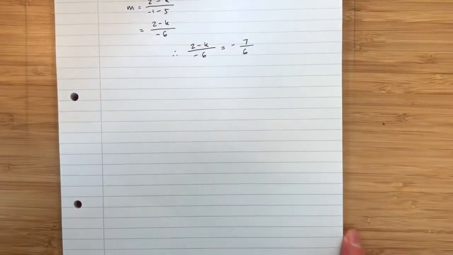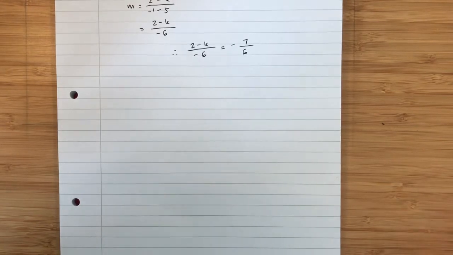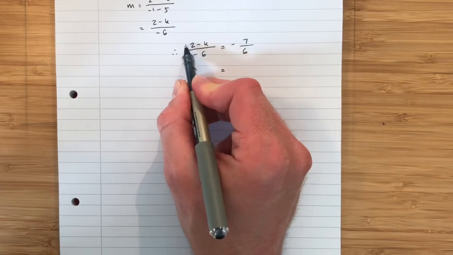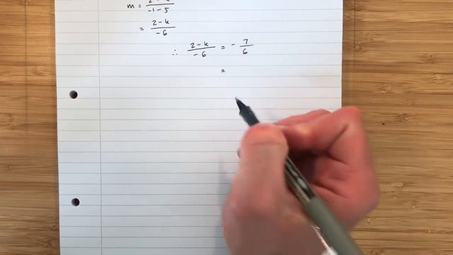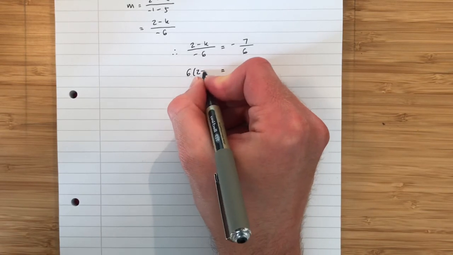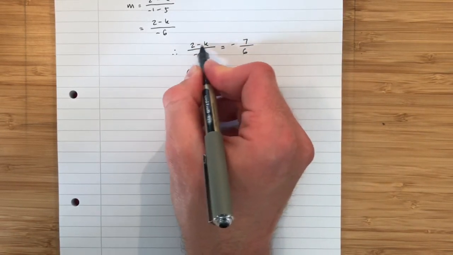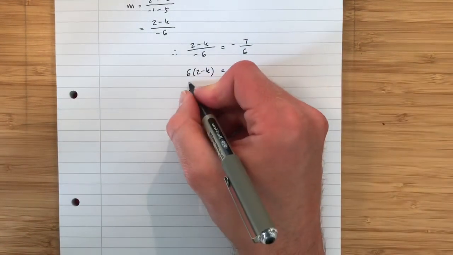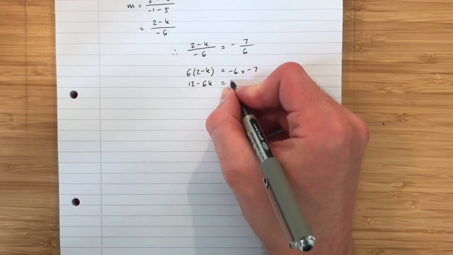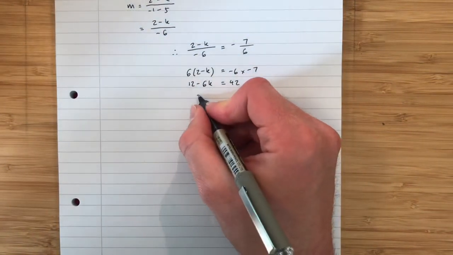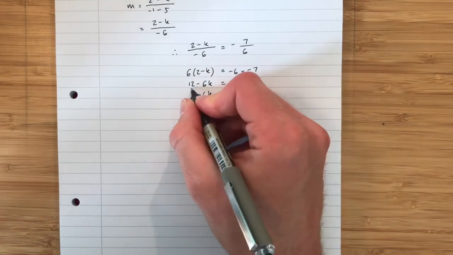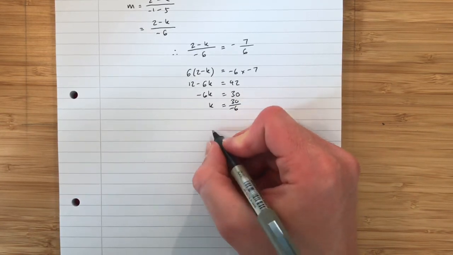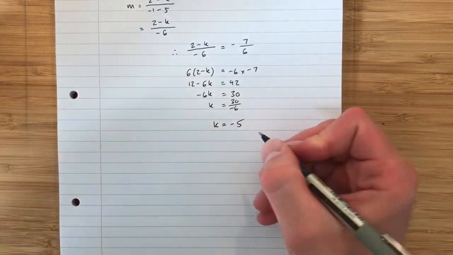Right, so the more astute of you will already know what k is, just from looking at that. However, I'm going to follow it through algebraically. So we'll do the same thing we did in the last question. 6 will multiply up by this, and minus 6 will multiply up by this. So 6 times 2 minus k, and minus 6 will come up here and times that minus 7. So 12 minus 6k is 42. Minus 6k is 42 subtract 12, which is 30. So k is 30, divided by minus 6. So k is equal to minus 5.